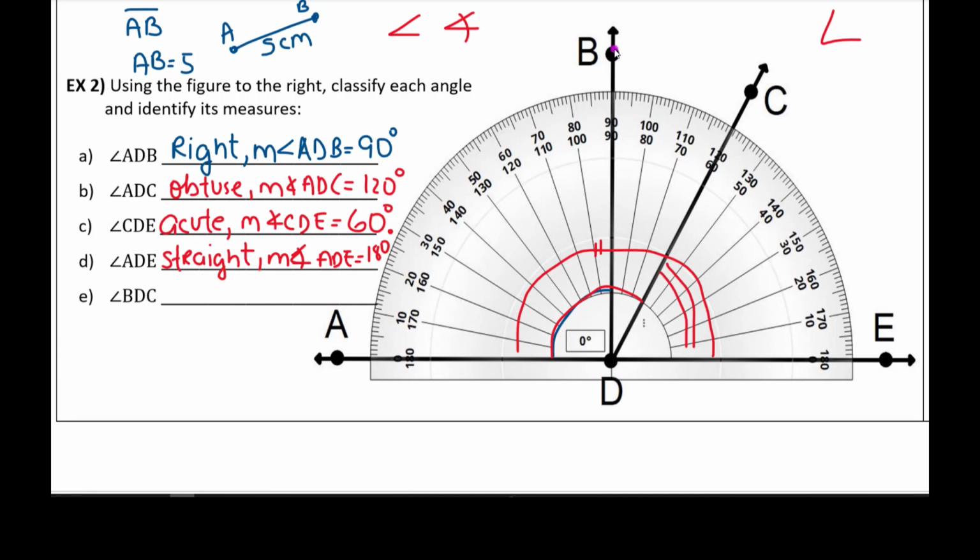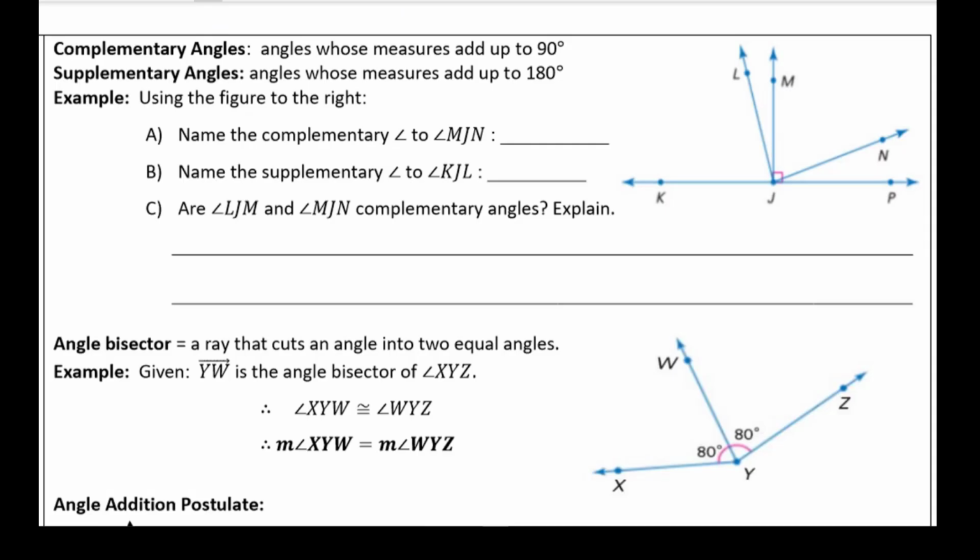All right, let's do angle BDC. If you notice right there, BDC would be this angle right here. Here it's going from 60 to 90, or 90 to 120. So in other words, there's a difference of 30 degrees. That means this would be an acute angle, and the measure of angle BDC is 30 degrees. Let's go ahead and go on to the next page.